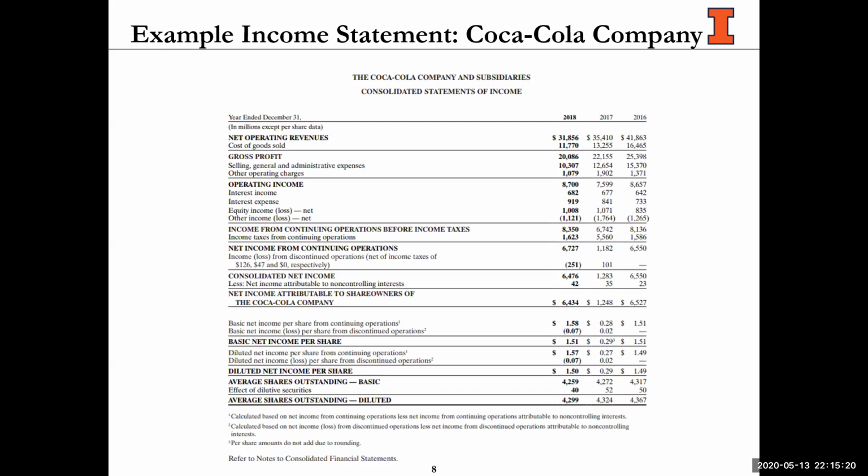For example, it has a loss from discontinued operations, which means they sold a business. They also have their basic income per share and diluted income per share. These are all per share data that they're required to disclose for the SEC, and you'll see this quite often.